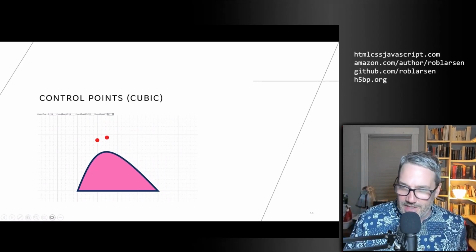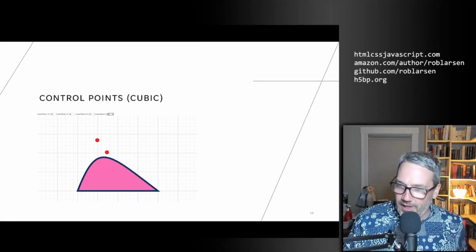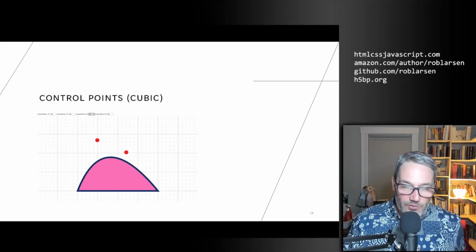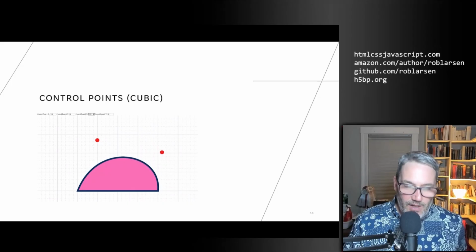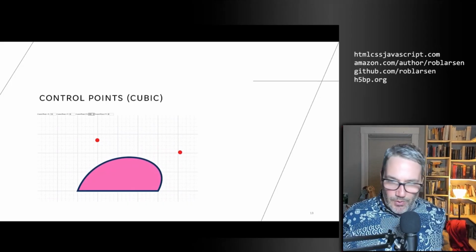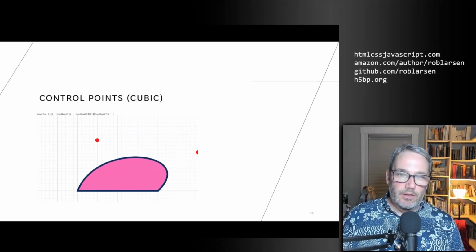Actually, if you play around with the demo, here's some homework for you. If you play around with the demo, you should be able to create an S-curve, right? So take one of the points and bring it below the line, the baseline, and you'll be able to create an S-curve, which, again, you can't do with a quadratic Bezier curve.